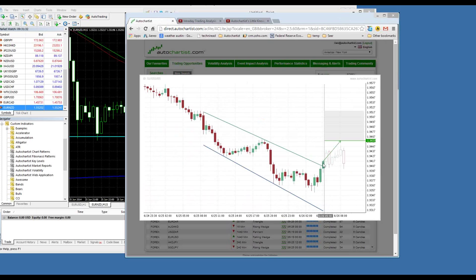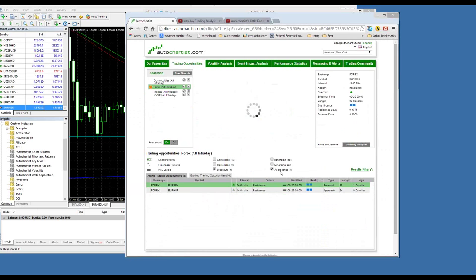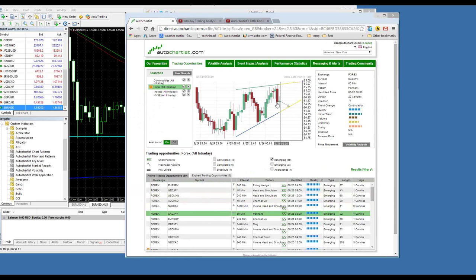We provide a target level where we think this price is going, to 1.9459. Similarly for the key levels, we provide a target. So yes, the answer is yes, you can trade emerging patterns, but we don't provide target levels. So your fate is in your own hands.